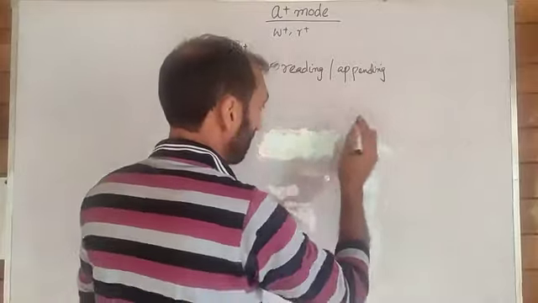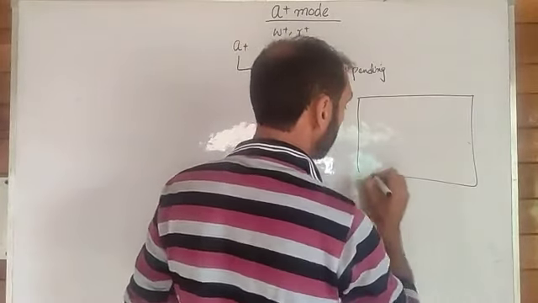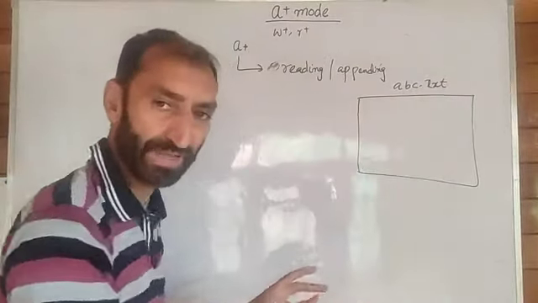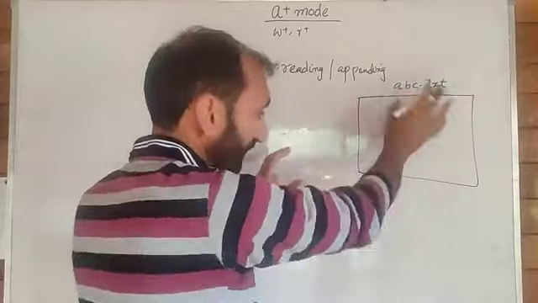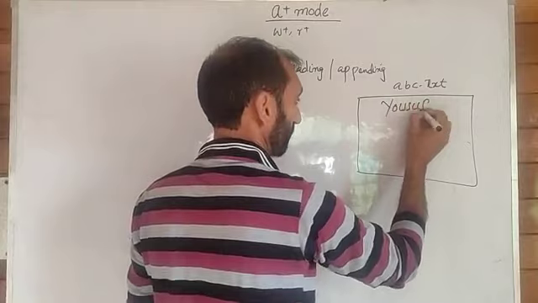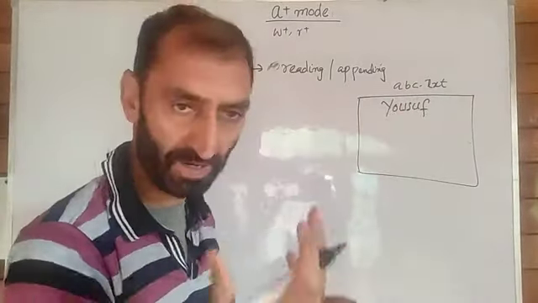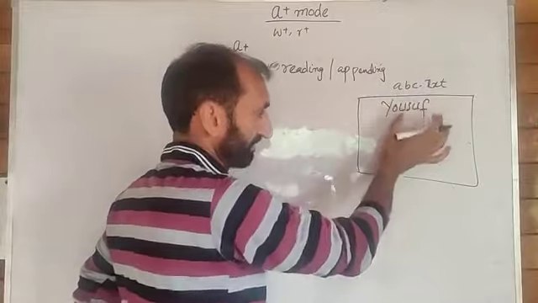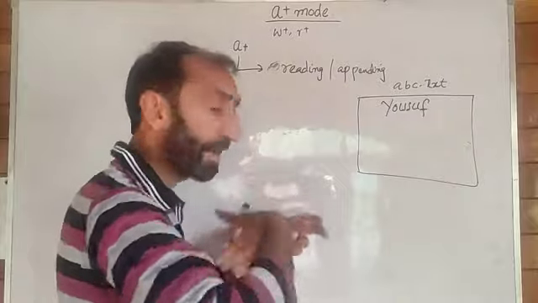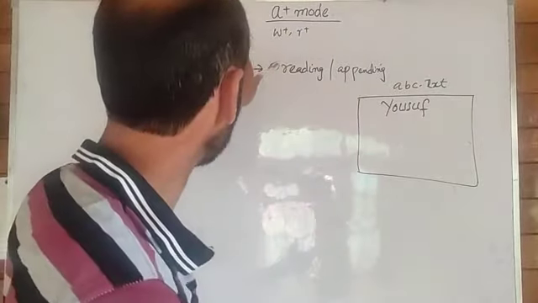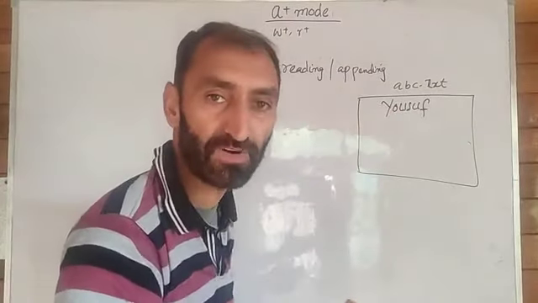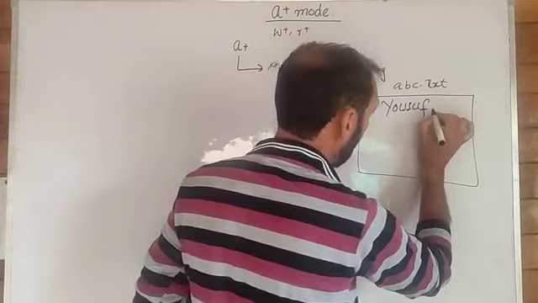For example, if I have a file in my PC, abc.txt, this is the name of the file, and the contents of the file is Yousuf. I have already a file in my hard disk by name abc.txt, and its contents are Yousuf. If I open this file in A plus mode, that means I can read this file as well as I can append this file. Appending means to add content at the end of the file.